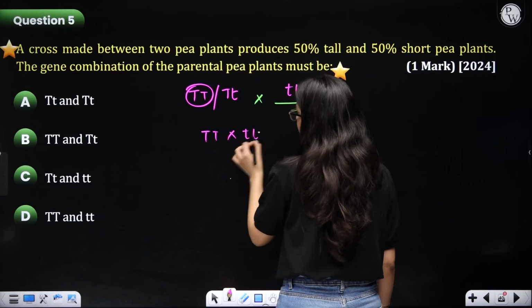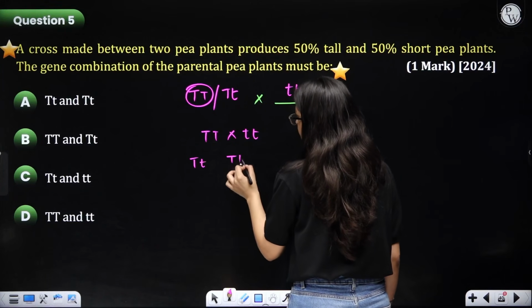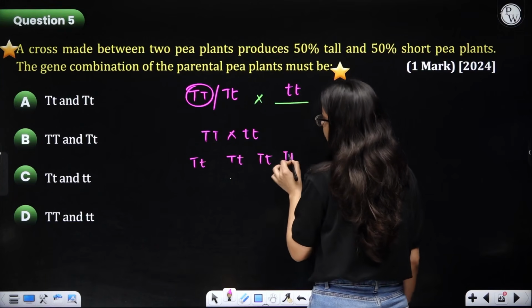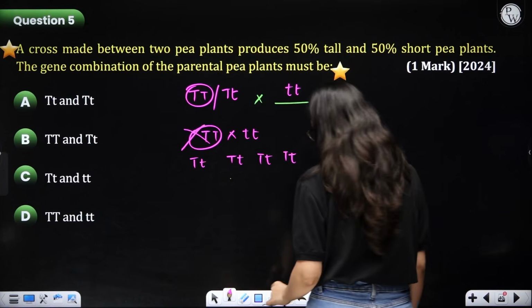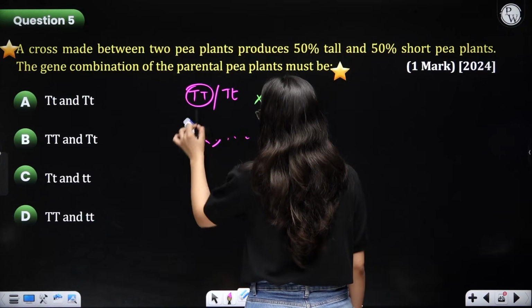What will you find, beta? All of them will be tall. So, definitely you cannot go for this one. This one is eliminated. Now, the option left is the other one, that is heterozygous.